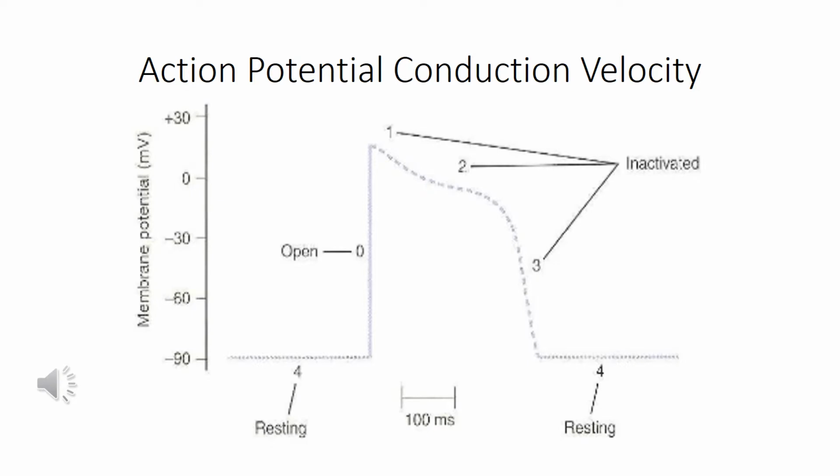The magnitude of phase 0 of fast response cells is the primary determinant of the conduction velocity, or how rapidly a signal occurs. The greater the rate of phase 0 depolarization, the greater the conduction velocity. This is related to the number of sodium channels that are in the resting state and are able to open all at once. More sodium equals faster depolarization.